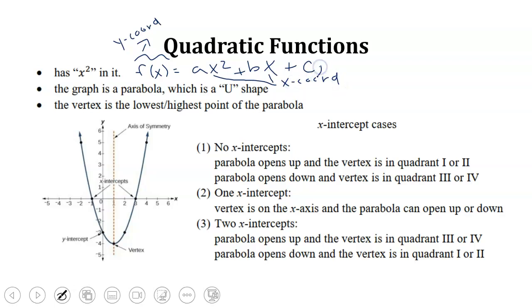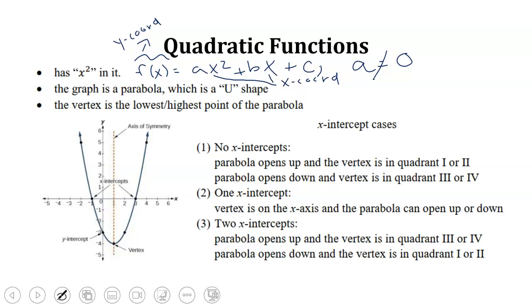Now, the only rule with this equation is that a cannot equal 0. So that first number can be a 1 or an invisible 1, or 2 or 3. Because if a was 0, then that x squared would disappear, and then it's just a linear function. And that's not what we want. We want a quadratic. As you can see from the graph below, it is a U shape, and that U shape is called a parabola.